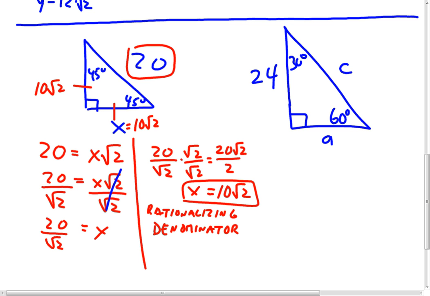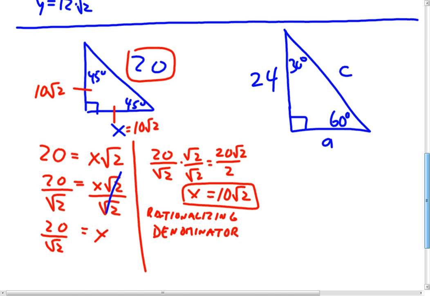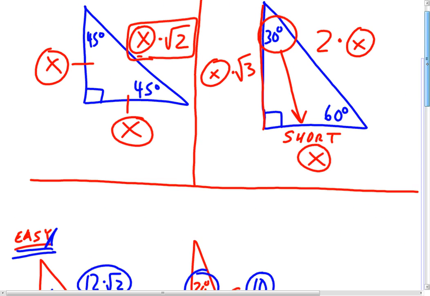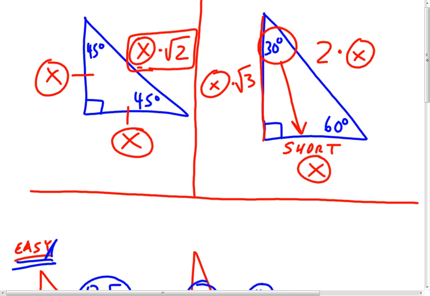It's still following the pattern. My pattern said, take whatever this is and attach a radical to it. Well, what did we figure out the answer was? 10 radical 2. Let me put it right here. You don't have to do this, just watch what I'm doing. That's 10 radical 2. This is 10 radical 2.